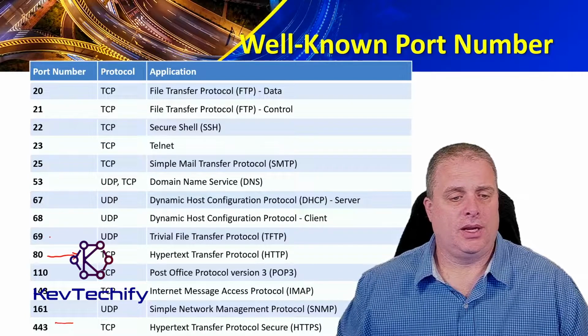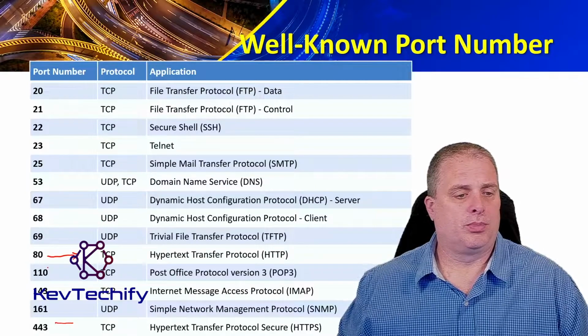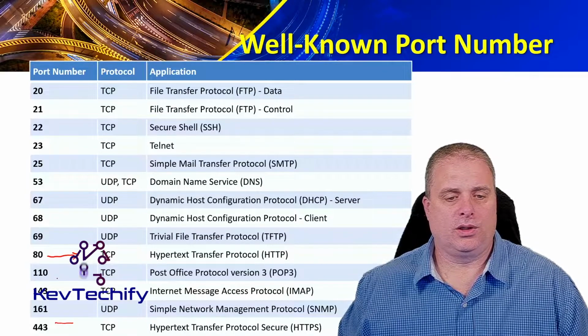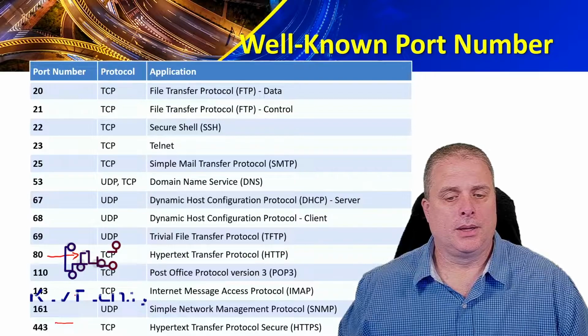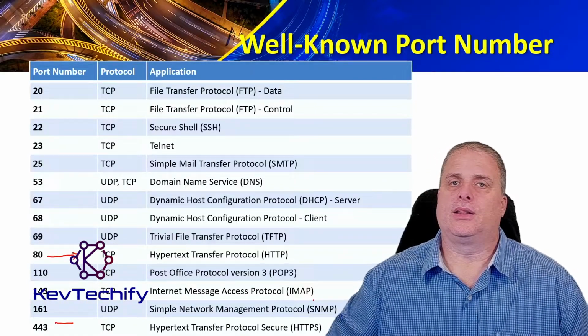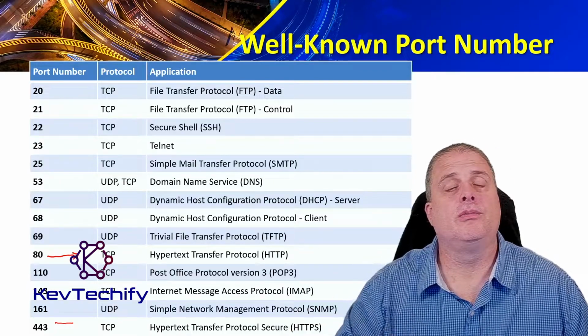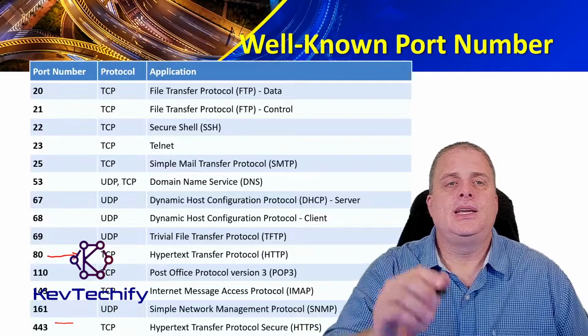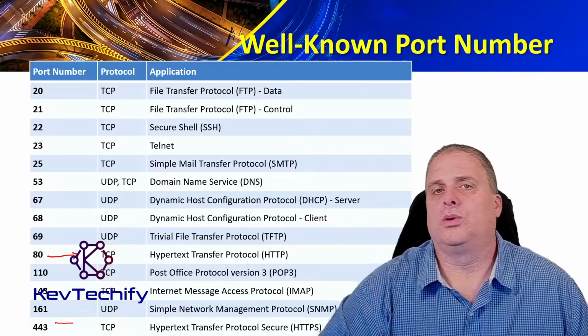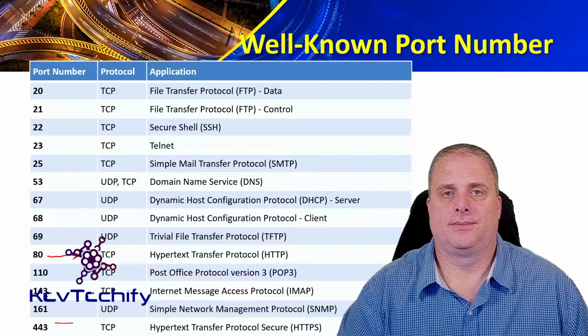We have TFTP here. We also have a couple more mail protocols down here, 110 and 143. That's our POP3 and our IMAP. And then we have SNMP, Simple Network Management Protocol, that allows us to look at our networking devices, gather information off of it, and we can even make changes using it. These here are all of our well-known port numbers that you'll probably run into as a network administrator.